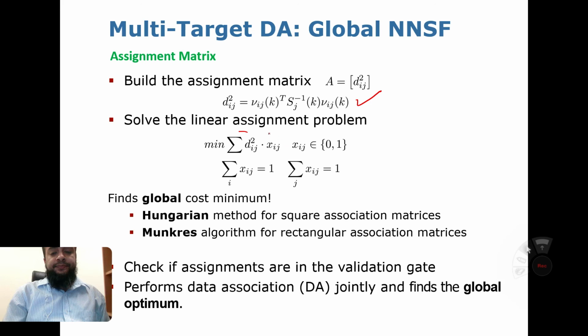So you have to find the global cost minimum. There are two methods: the Hungarian method and the Munkres method. The first one is for a square association matrix, and Munkres' algorithm is used for rectangular association matrices. Once the association matrices are created, you have to check whether the assignment is in the validation gate or not, then perform the data association jointly and find the global optimum.